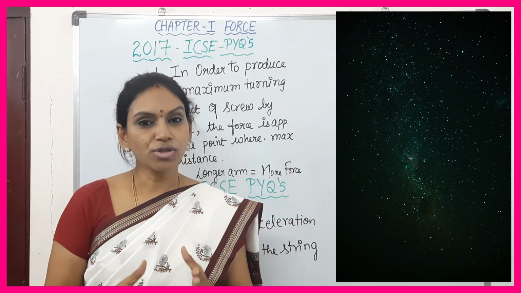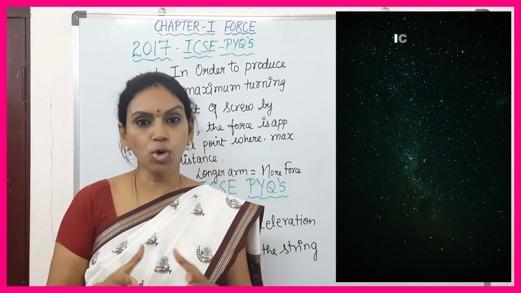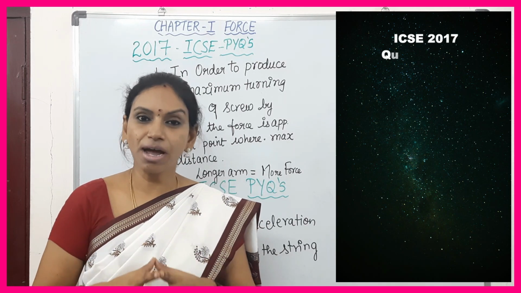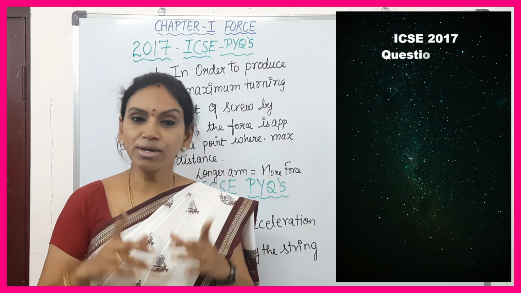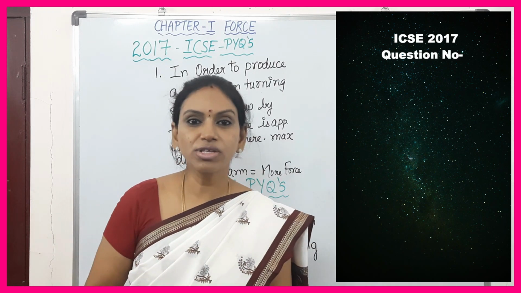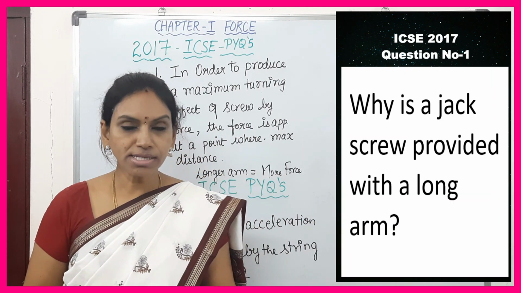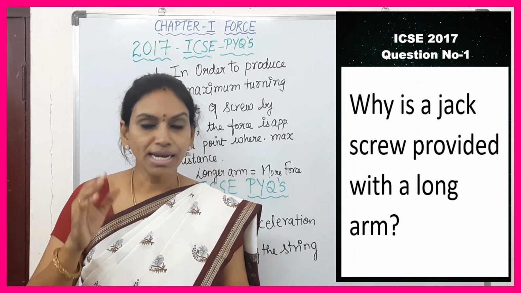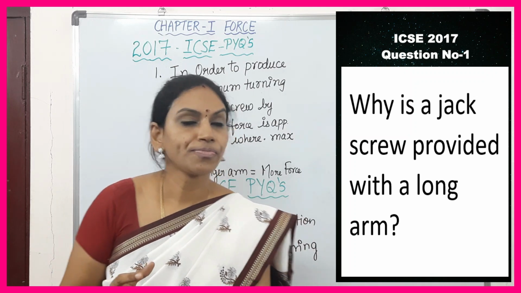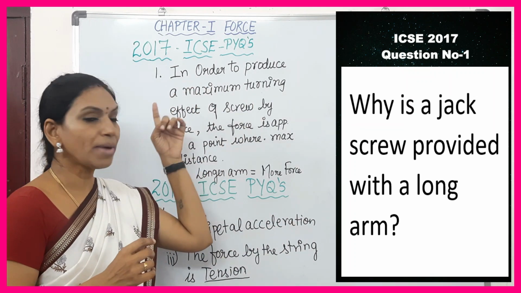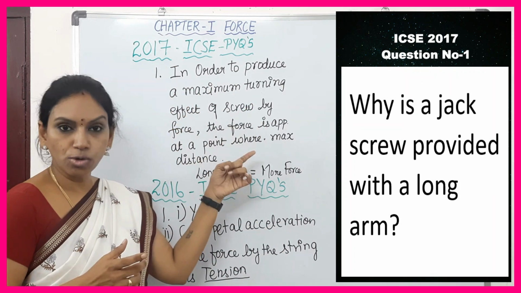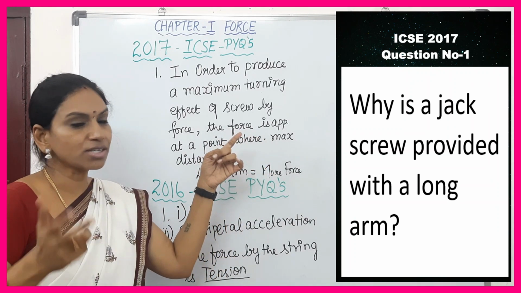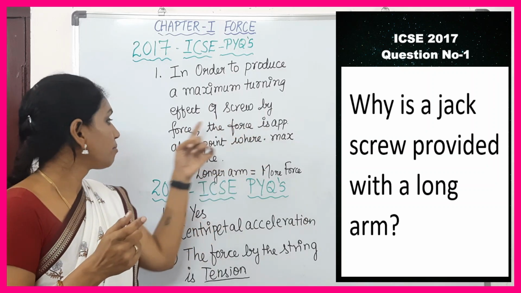Next is the 2017 ICSE board exam. In that they have asked only one question from this chapter, and that also carried 1 mark only. Let me read out the question for you. Why is a jack screw provided with a longer arm? Let us read out the answer. In order to produce a maximum turning effect on the screw, the screw has to turn.